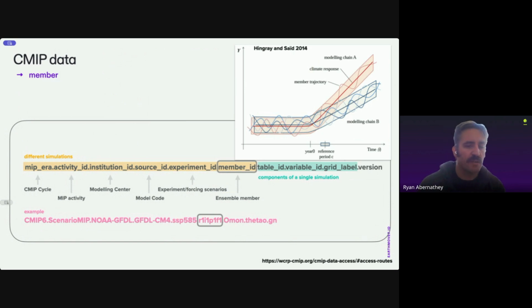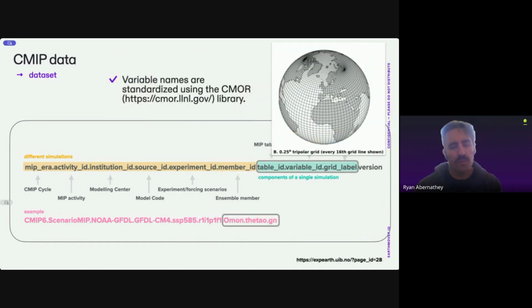We haven't talked much about ensemble modeling, but these are essentially multiple different realizations of the same process. And then finally, we get down to the actual data variables within a single simulation. What's the variable name? What sort of grid does the model use, et cetera? This lexicon can help you navigate and find climate data that's relevant to your needs.